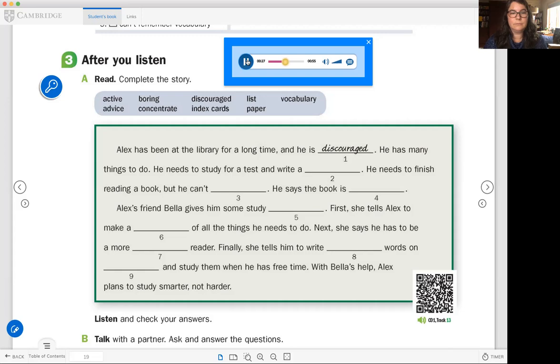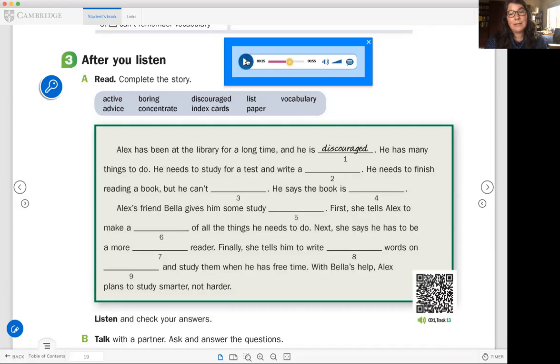Alex's friend Bella gives him some study advice. First, sorry. How about number 6? First, what? She tells Alex to make a list of all the things he needs to do. Remember, make a list, a to-do list, things you need to do.